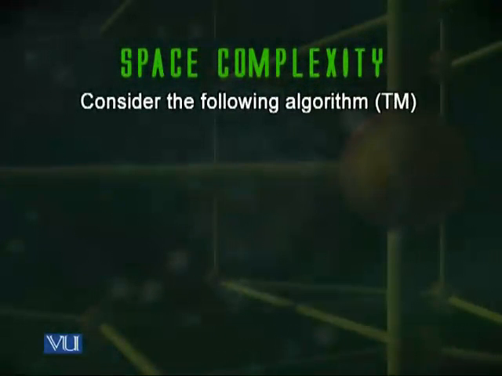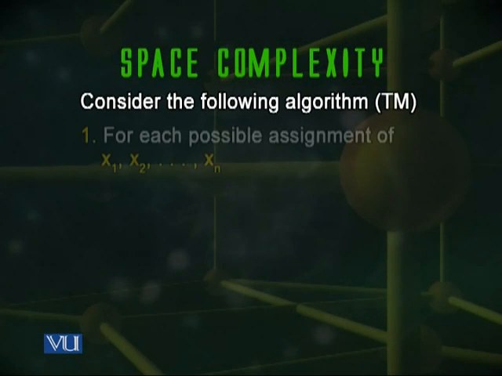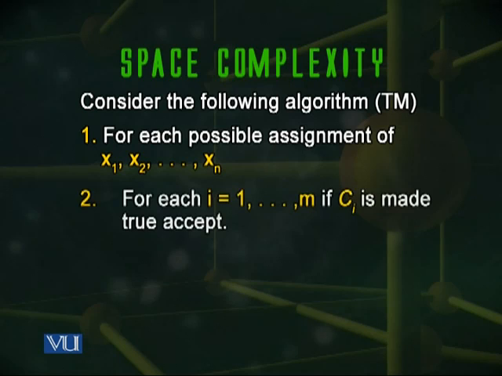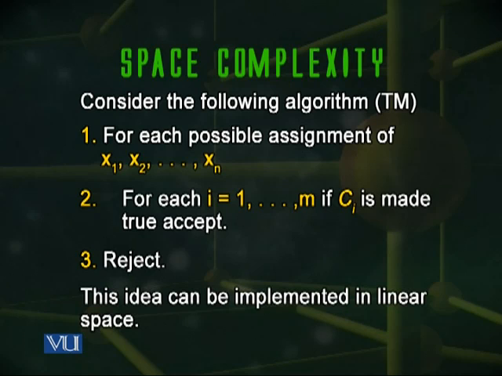So let us look at the following algorithm. We're considering an algorithm, or a Turing machine. What we will do is go through all possible assignments of x1, x2 up to xn, and for each assignment we'll check if all the clauses are made true. If they are, we will accept, otherwise we will reject. What we will now note is that this idea can be implemented in linear space.